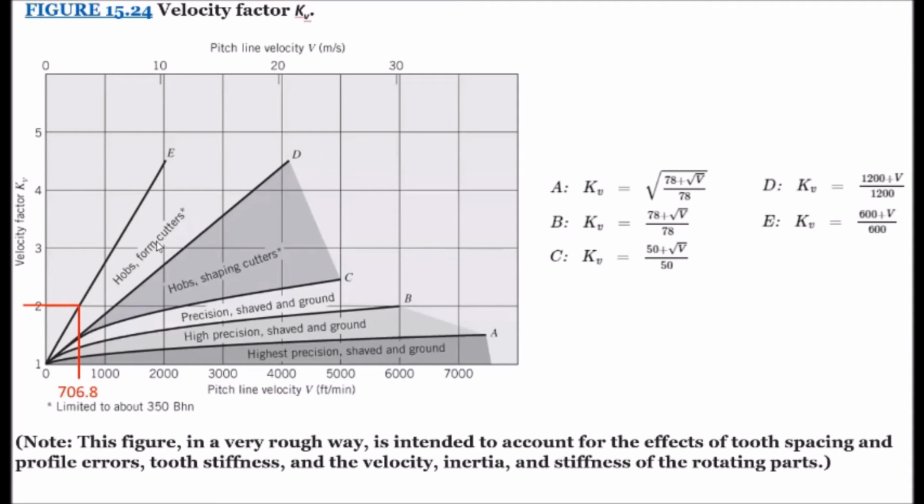From our problem statement, we know that we're dealing with form cutters, so we're dealing with graph E here. We take the information we have: we've already solved for our V, so we know our V is 706.8. We come down to the x-axis and go over to 706.8. We go up until we intersect our curve for form cutters. Then we come right across and find that we're right at 2 for our value of K sub V.